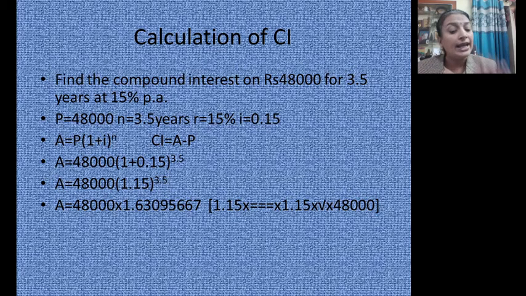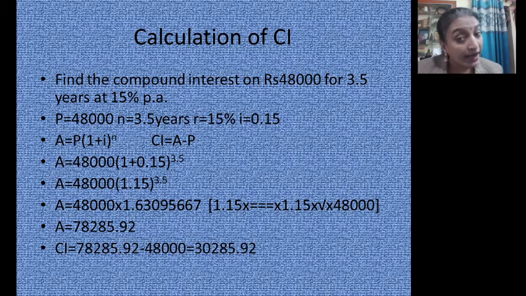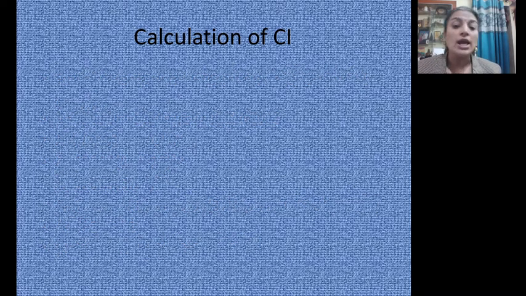Then finally into 48,000 and you will get 78,285.92. I hope you have understood how we have calculated the amount. But we are interested in calculating the compound interest. Therefore, amount minus principal, 78,285.92 minus 48,000. That is the interesting aspect. And we get the compound interest as 30,285.92. I hope you have understood the solution now.